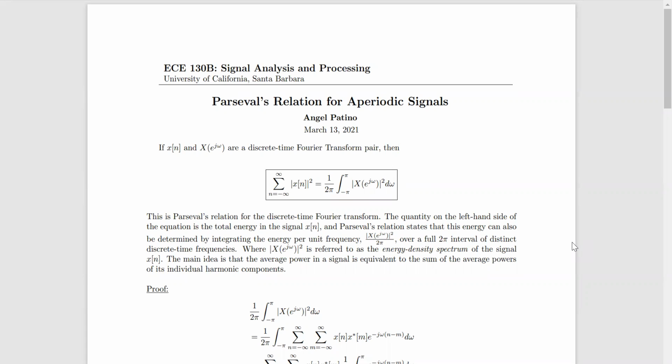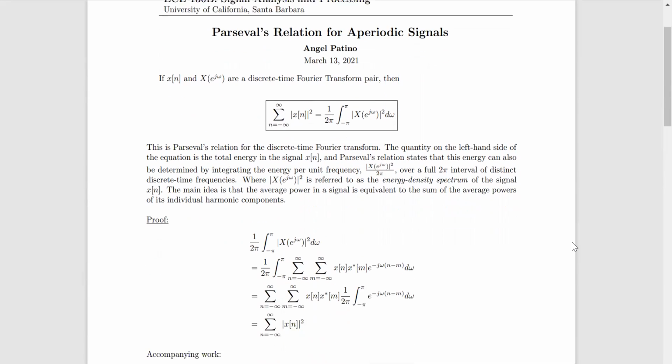On the left-hand side, we have the total energy in the signal x of n, and Parseval's relation states that this energy is equivalent to the integral of the energy per unit frequency over a period of 2 pi. We refer to the modulus of the discrete time Fourier transform squared as the energy density spectrum of the signal. And the main idea of Parseval's relation is that the average power in a signal is equivalent to the sum of the average powers of each individual harmonic component.